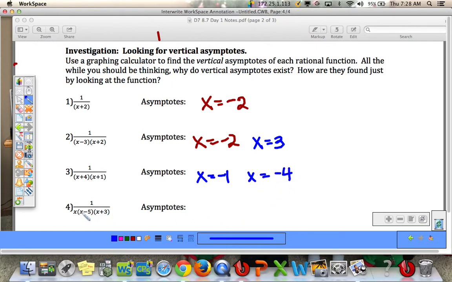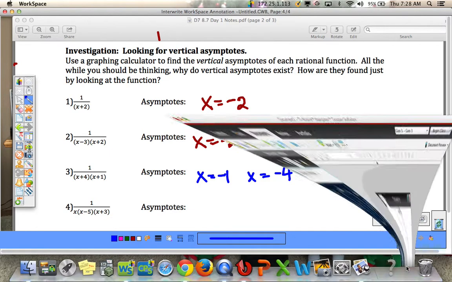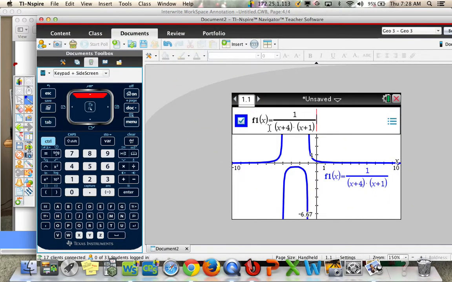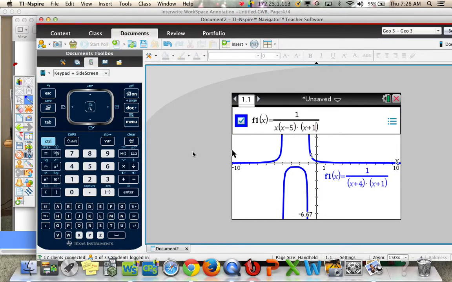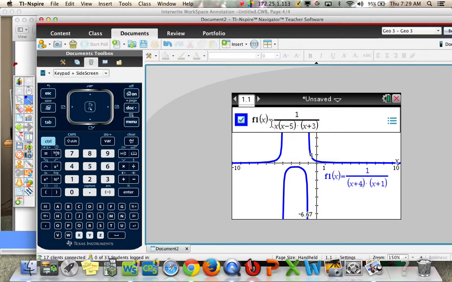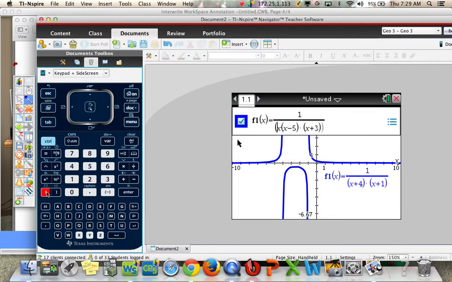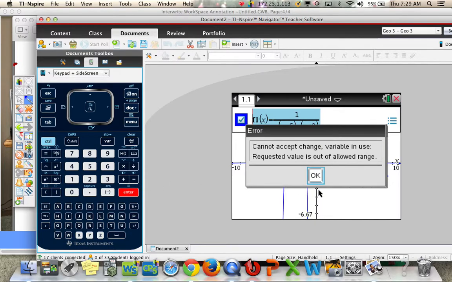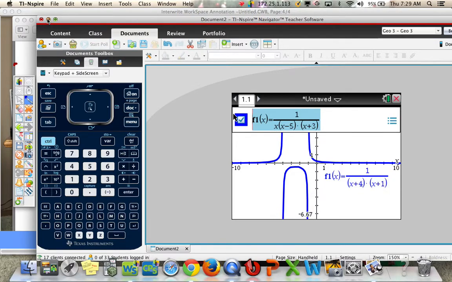Try the last one, 1 over x times x minus 5, x plus 3. Okay, so hit tab, go up. So I'm going to put an x right here. And it was x minus 5 and x plus 3. Make a prediction. Okay, I guess it's not going to graph it for us. Maybe if I put parentheses around it, well. Okay, well I guess I'll explain what happens then.